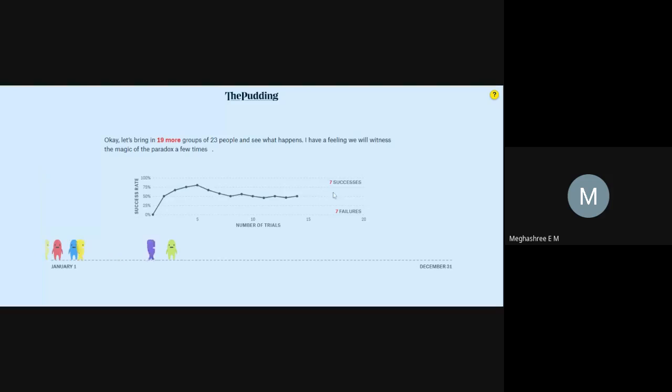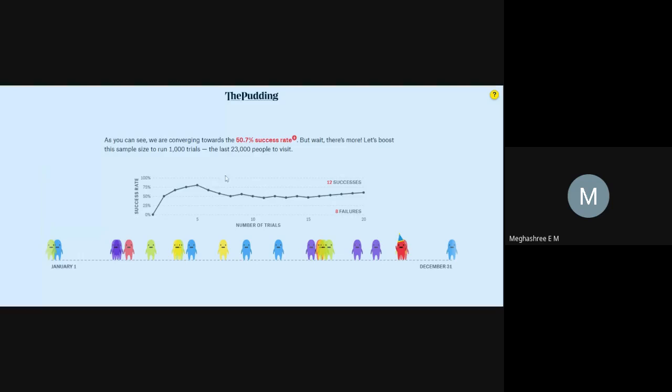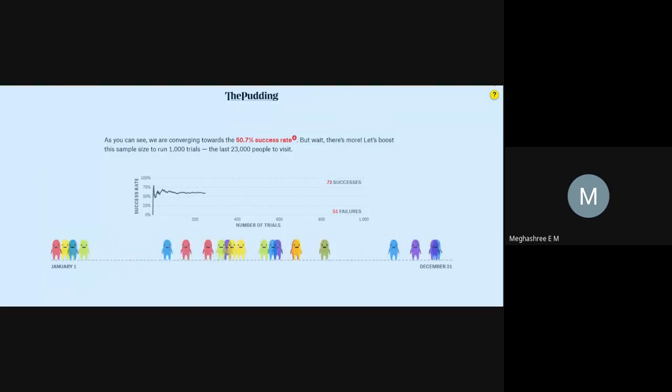Are you able to follow this? Yes, ma'am. Now there are 8 successes here. This is for 19 more groups. See here, you can see it is concluded that there is a 50.7% success rate.